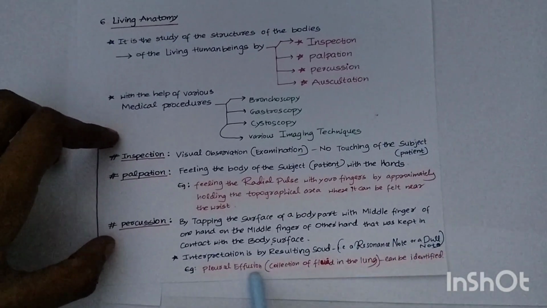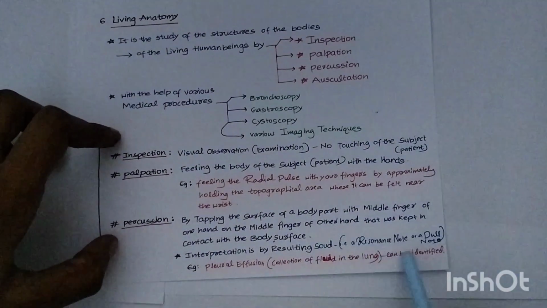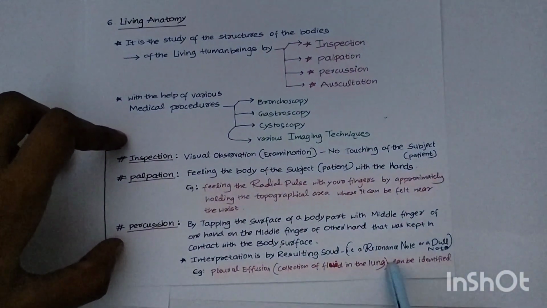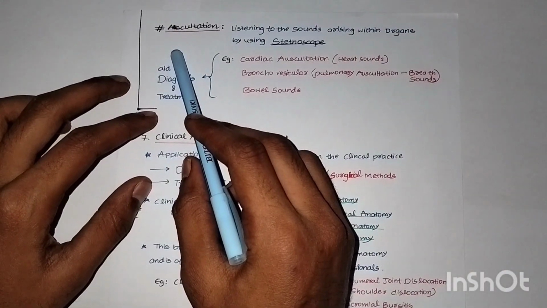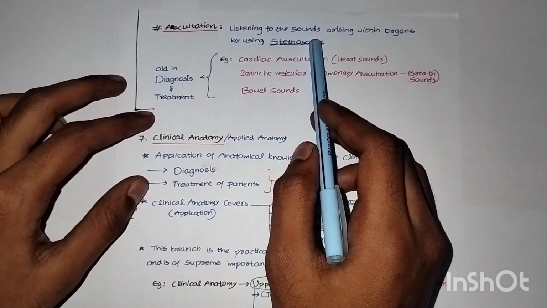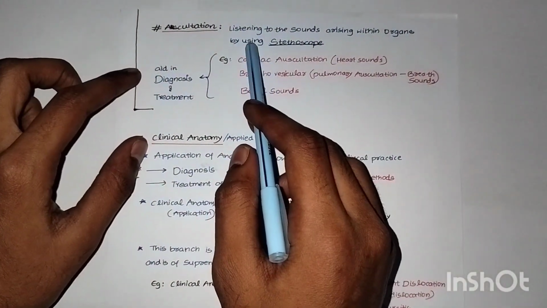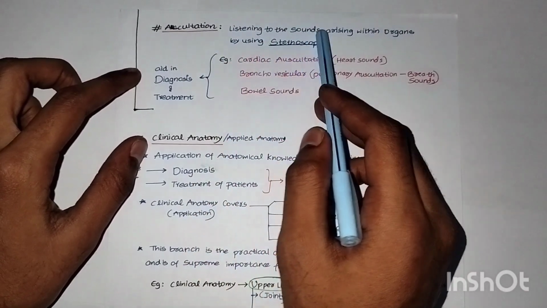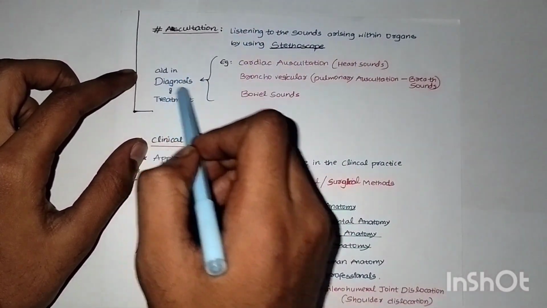Example, pleural effusion, a collection of fluid in the lungs, or abdominal ascites, fluid accumulation in the abdomen, can be identified. And this is the auscultation. Listening to the sounds arising within the organs by using a stethoscope. So by placing the stethoscope on the surface of that region, you will be able to listen to the sounds produced from the organs or the surrounding regions. This aids in diagnosis and treatment.